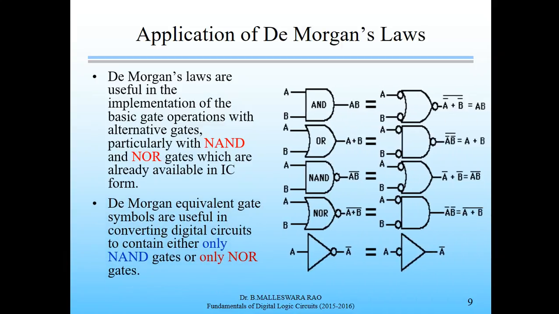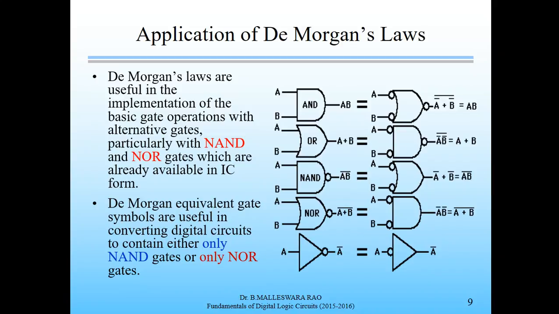DeMorgan's laws are useful in the implementation of the basic gate operations with alternative gates, particularly NAND and NOR gates, which are already available in IC form. So DeMorgan's equivalent gate symbols are shown in this diagram, which are very useful in converting digital circuits to contain either only NAND gates or only NOR gates.